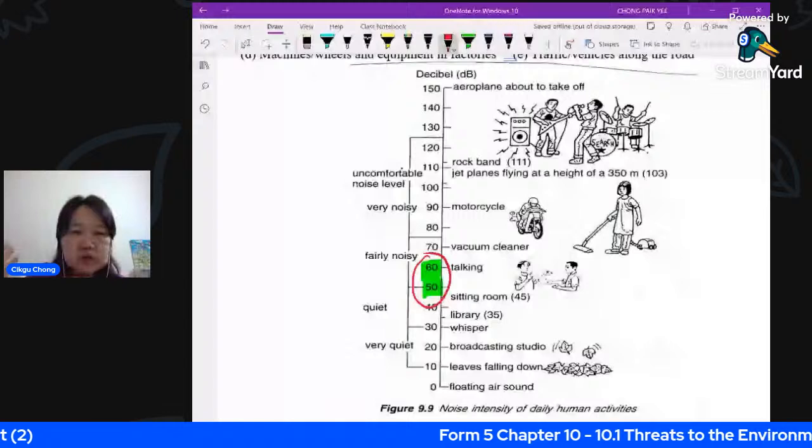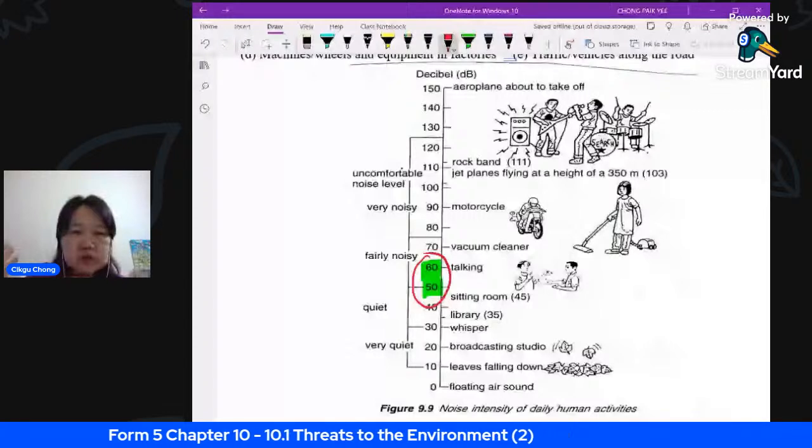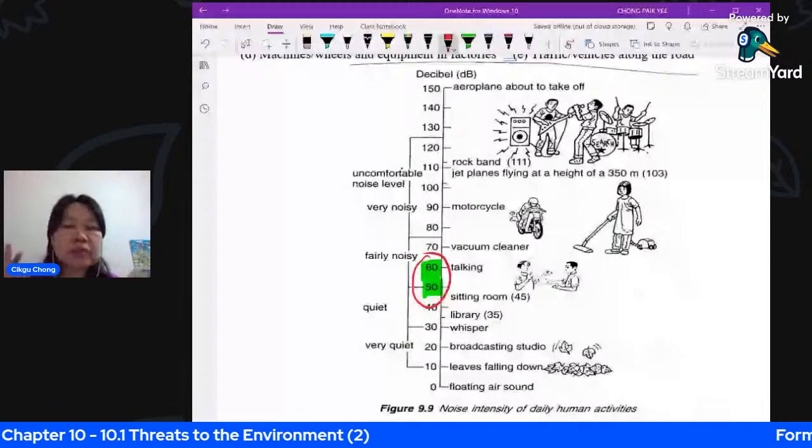That can also affect your hearing. Machines and equipment in factories are very, very loud. And traffic jams, yes, this is also very bad, especially people honking. People honking is very noisy.